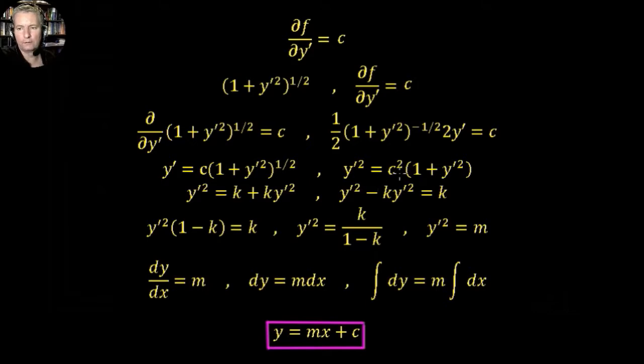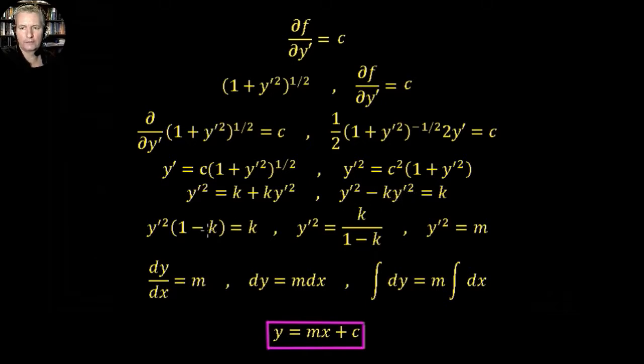Now, what we can do is, we know that these values of c are just constant. So whether we call them c squared or c cubed or c whatever, it doesn't really matter. It's just a constant. So we don't need to write c squared. We could just replace that c squared with a value of k. So we could write that as y derivative squared equals, and we multiply that out, k plus k y derivative squared.